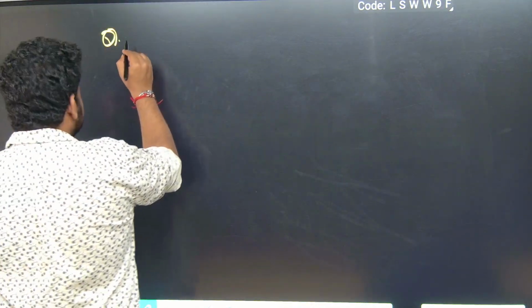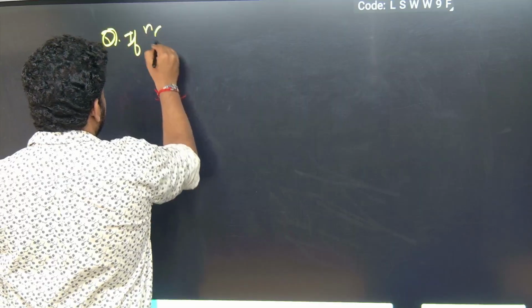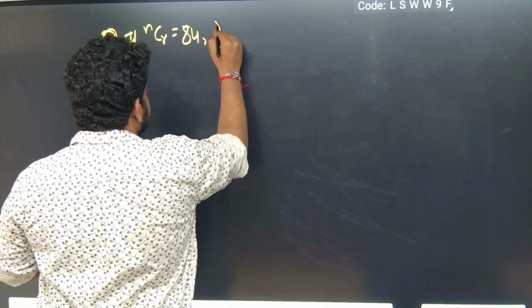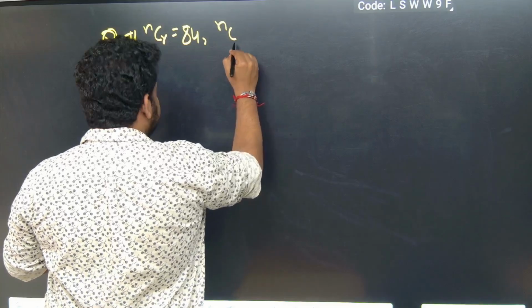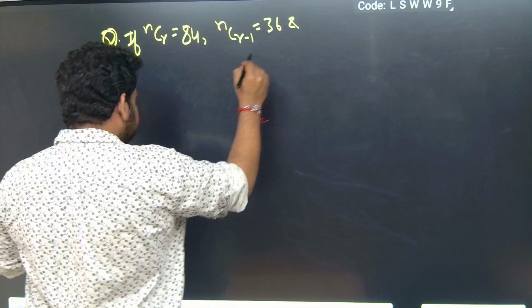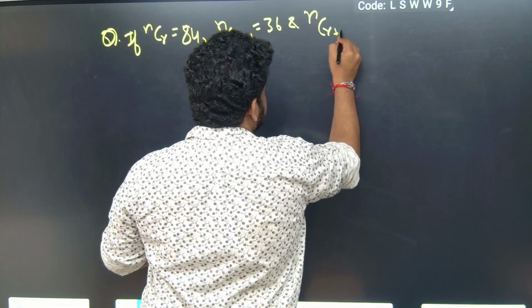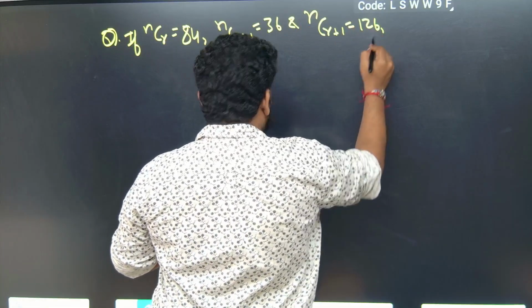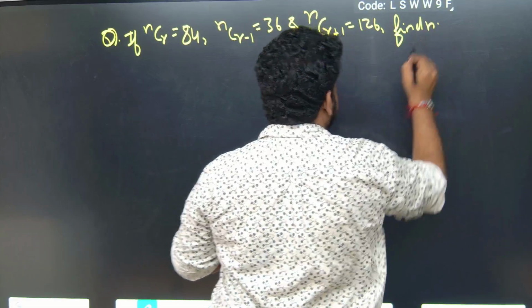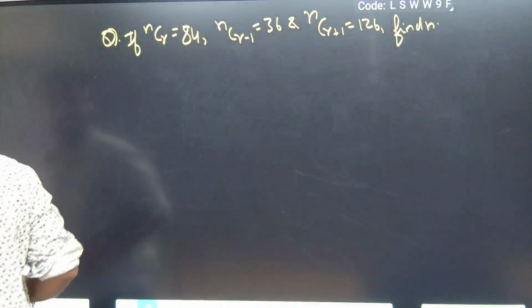So if NCR is equal to 84, NCR minus 1 is equal to 36, and NCR plus 1 is equal to 126, they are asking us to find n. So this is the question they have given.